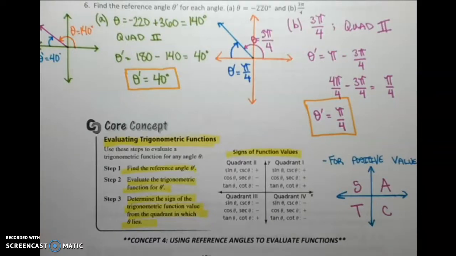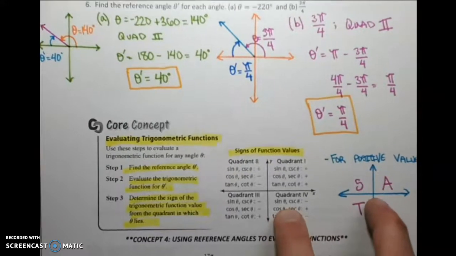Core concept, evaluating trig functions. Step 1 is finding the reference angle, which we just did. Step 2, evaluate the trig function for theta. And then step 3 is to determine the sign of the trig function value from the quadrant where it lies. And this is a big part, and that's what this is in reference to right here.